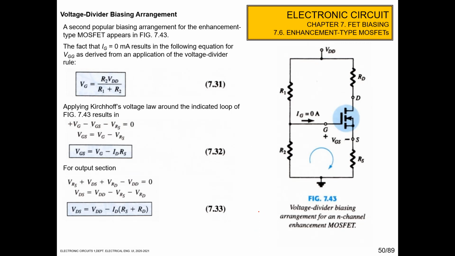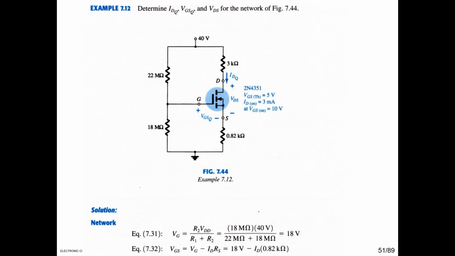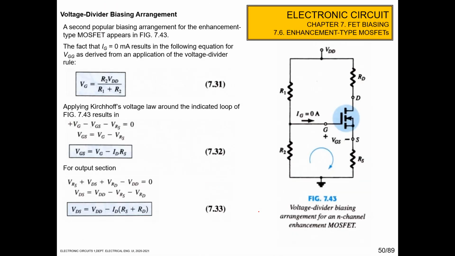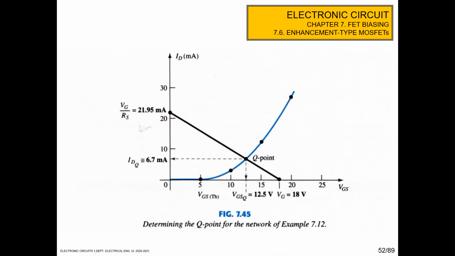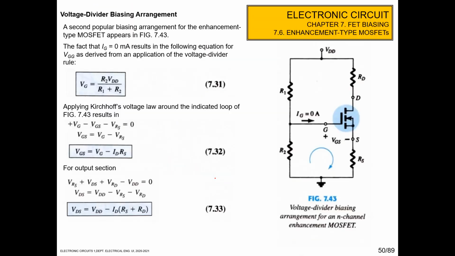We can use the voltage divider also here for enhancement type, similar to the depletion type, except that in the device characteristic, in depletion type we use the Shockley equation, and in this enhancement type, we use this equation. So the first one, we have to determine the VG here. VG is similar to the depletion type: R2 VDD per R1 plus R2.